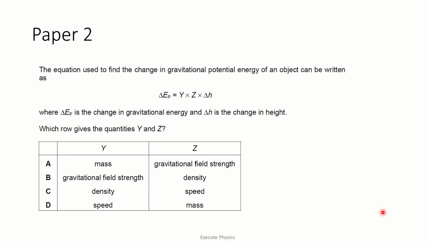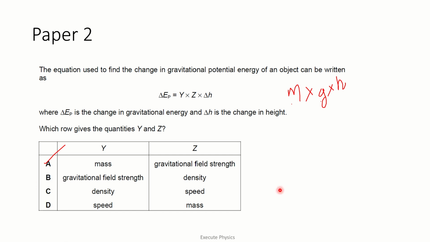So we know that the gravitational potential energy is given by the relation. What is the relation? It is mass multiplied by the acceleration due to gravity, represented by g, multiplied by the change in height, or the height at which the object is placed. We know that delta h is the height, and so y and z would be the mass and the acceleration due to gravity, or the gravitational field strength. So the correct answer is option A.